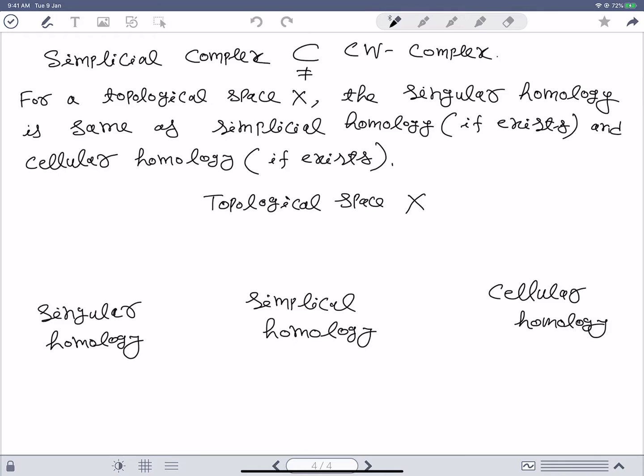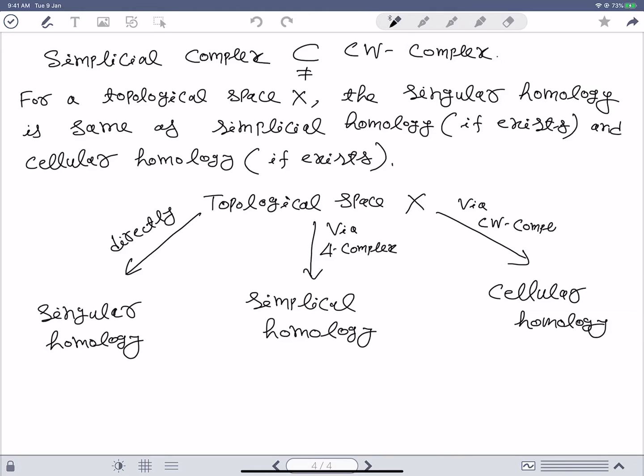So for a topological space, we can compute the singular homology directly, right? We can compute the simplicial homology via delta complex structure or simplicial complex structure, but here in this course I shall use the delta complex structure, right? And for a topological space, you can compute the cellular homology as well via CW complex structure. This is just an introduction. So we shall know all the terms and we shall see all the results in the upcoming lectures.